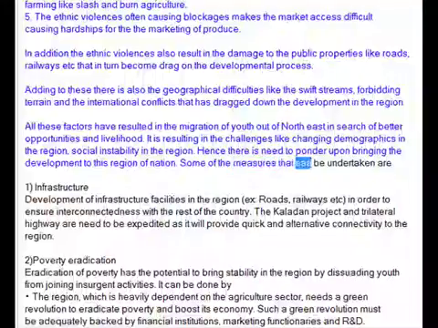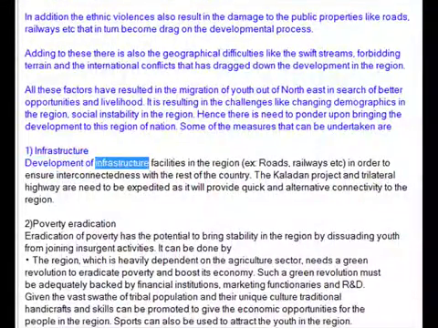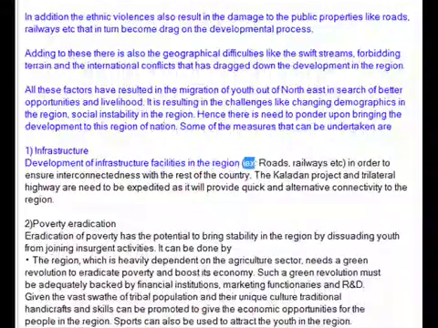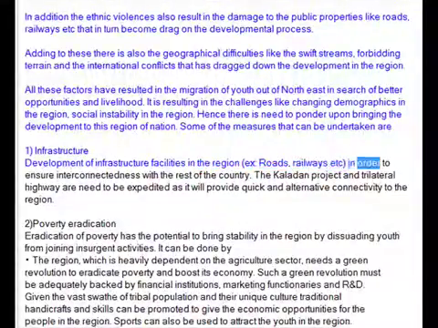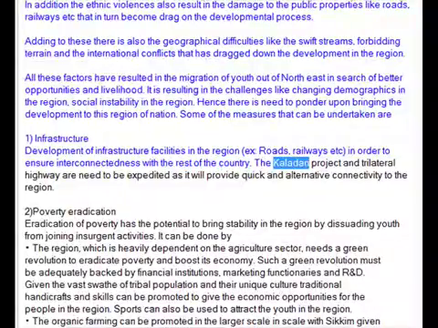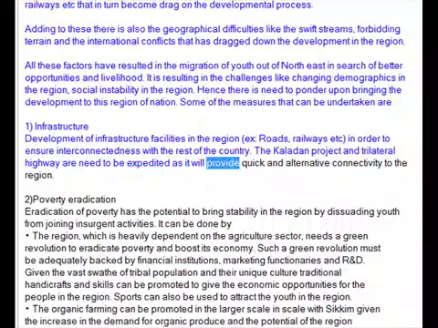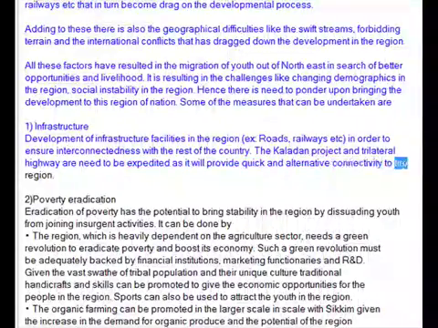Some of the measures that can be undertaken are: 1. Infrastructure development. Develop infrastructure facilities in the region, roads, railways, etc., in order to ensure interconnectedness with the rest of the country. The Kaladan project and Trilateral Highway need to be expedited, as they will provide quick and alternative connectivity to the region.